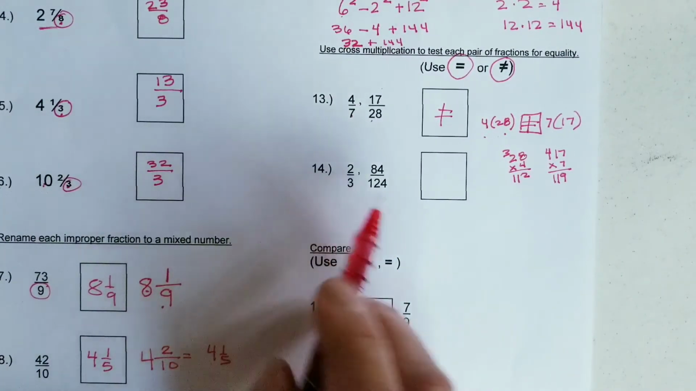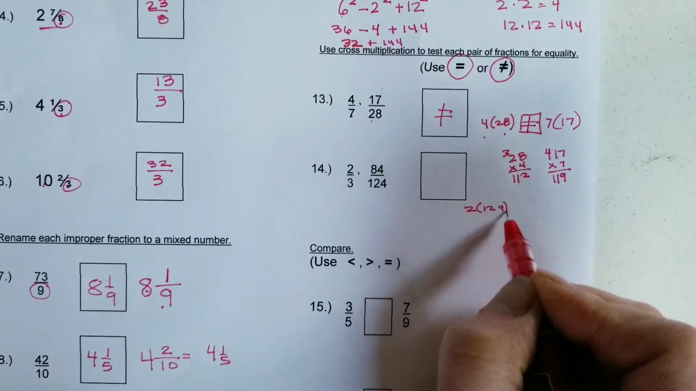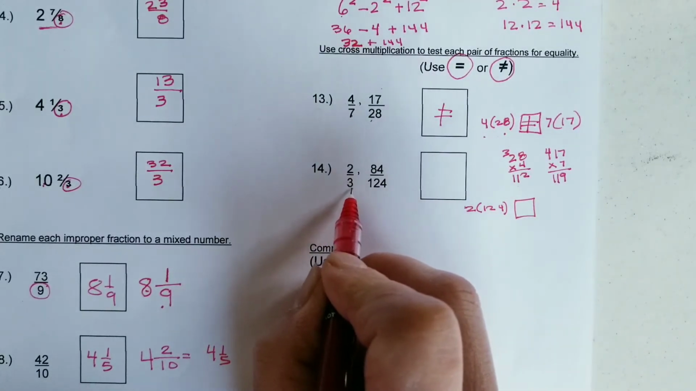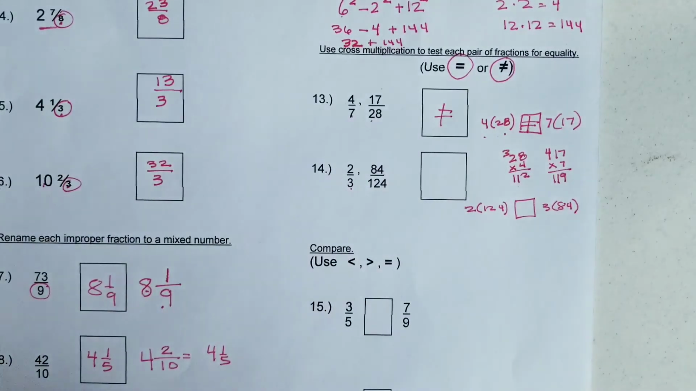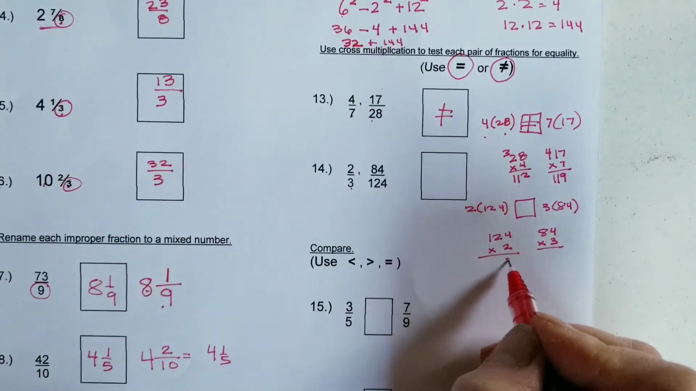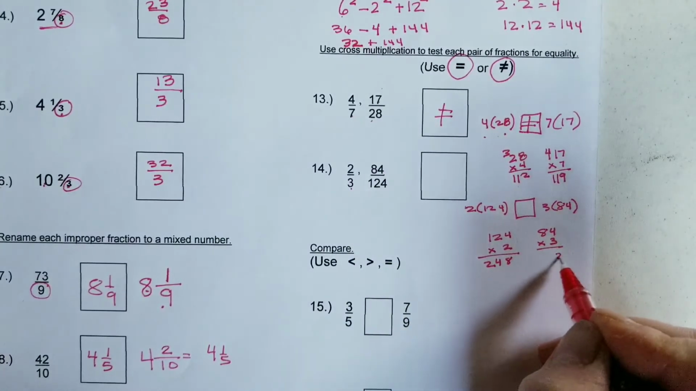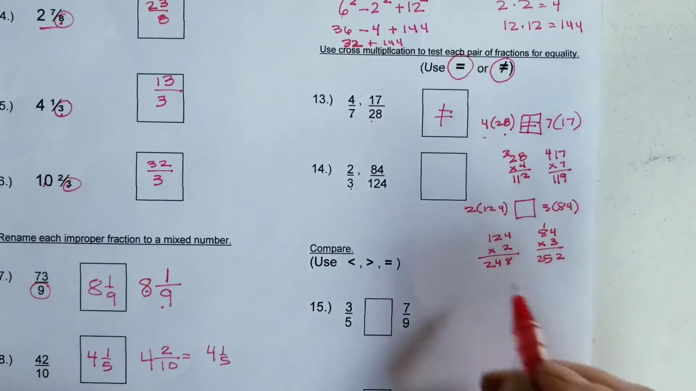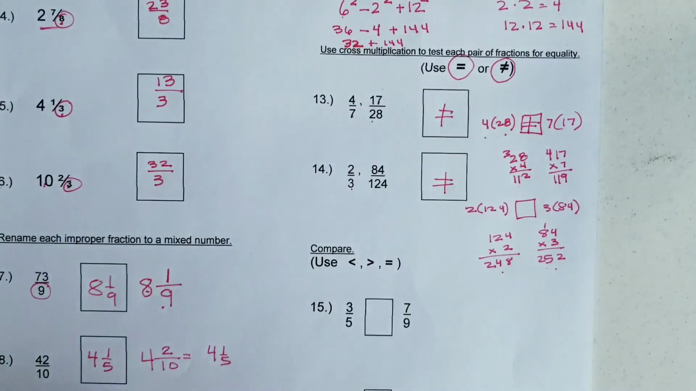Same with this one. 2 times 124. How does that compare to 3 times 84? And we'll multiply those. 4 times 2 is 8. 2 times 2 is 4. 2 times 1 is 2. 4 times 3 is 12. Carry your 1. And 24, 25. Those also do not equal each other, so they are an inequality.